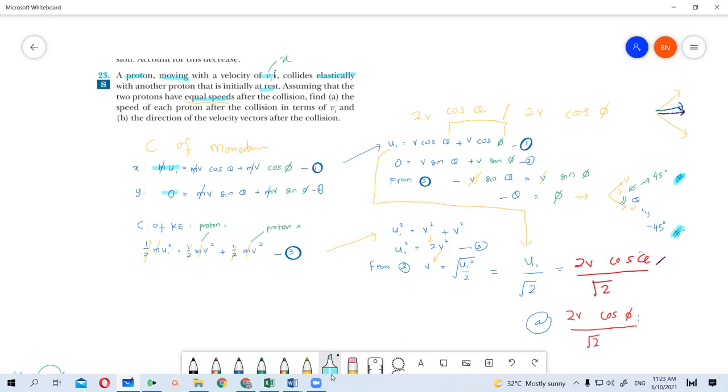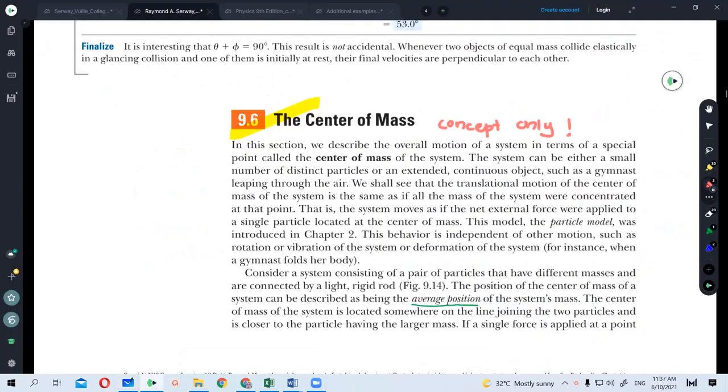Give it a try. Our last concept to learn in chapter number 9 is center of mass. For this portion, there will be no calculation involved. In fact, the idea that we're going to understand is to prepare you for the next topic, which is about rotation. Now, in the case of what is the center of mass itself, the key words here are the average position.